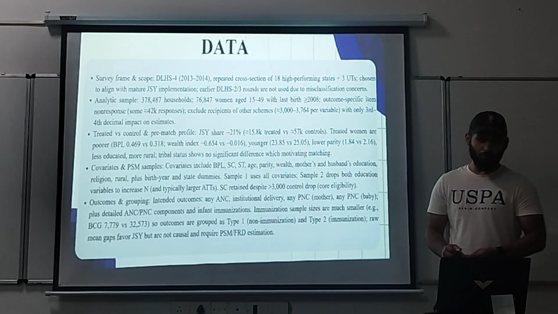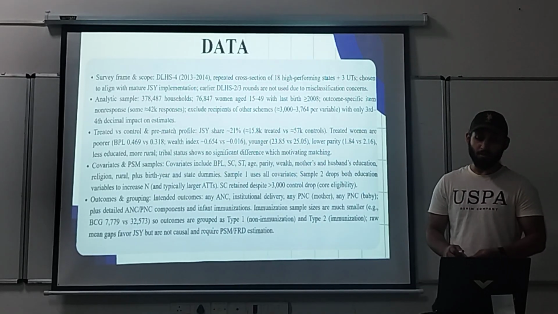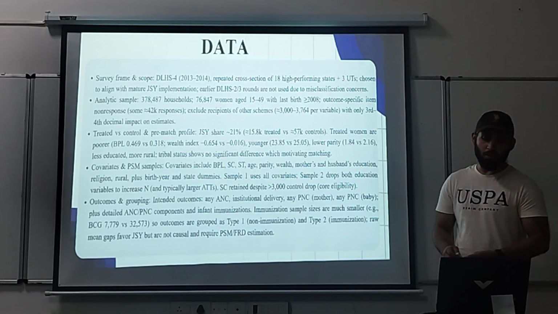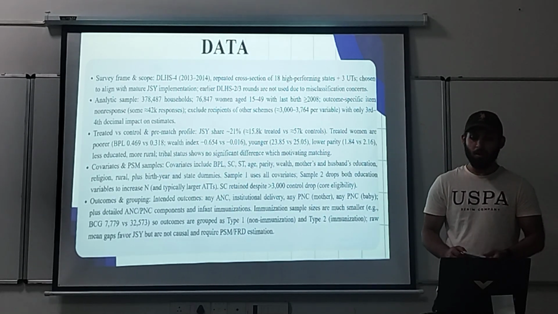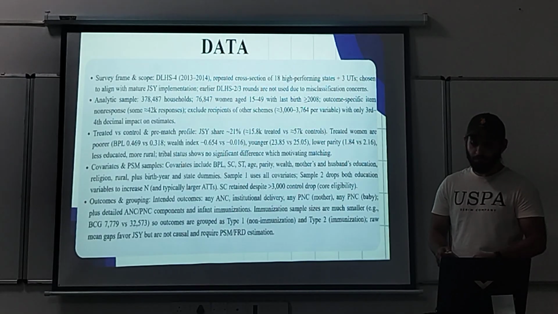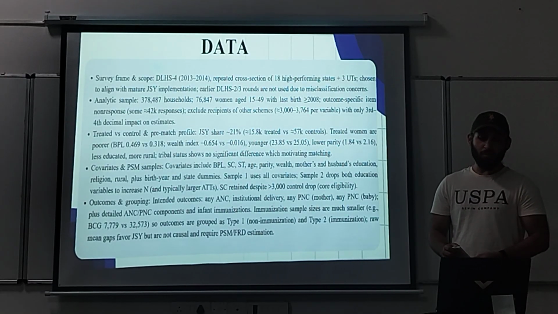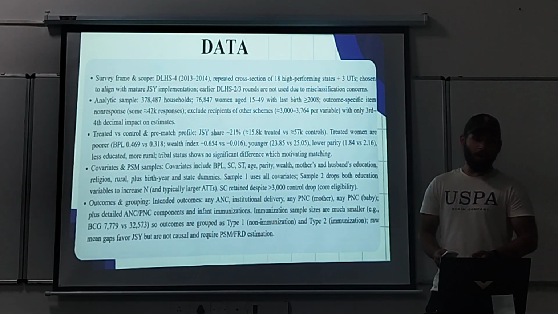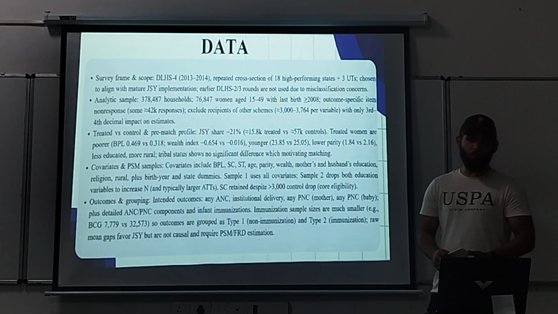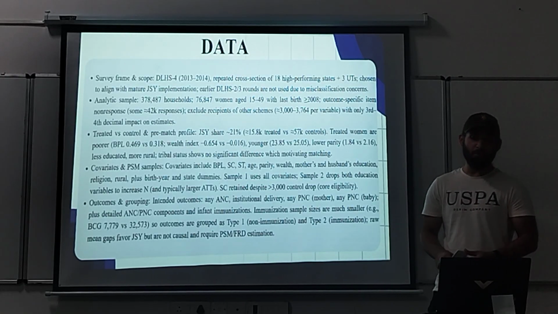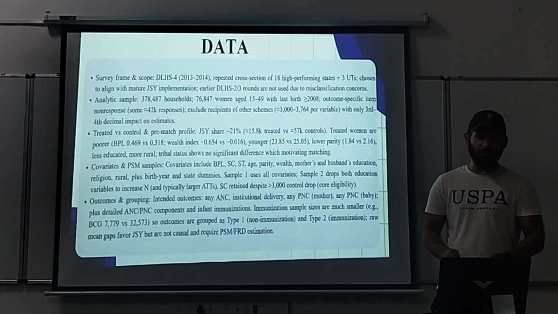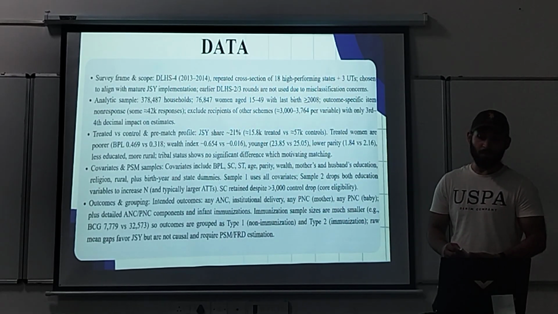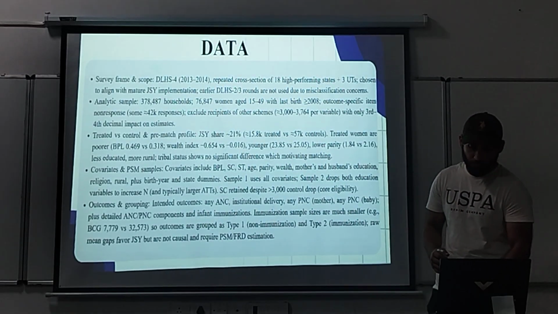Outcomes and grouping focus on key maternal and child healthcare services, including any antenatal care, institutional delivery, postnatal care for the mother and the baby, and infant immunizations. Since immunization sample sizes were smaller, we grouped the outcomes into type 1 non-immunization and type 2 immunization. The raw mean gaps suggest JSY favors better outcomes but require further estimation using PSM or fuzzy regression discontinuity techniques for causal inference.